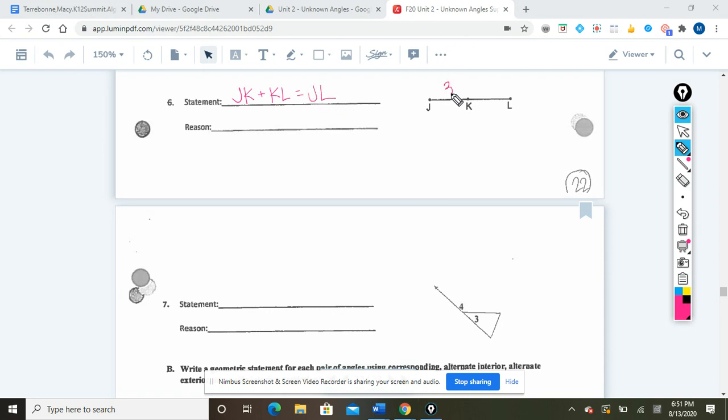So let's say JK was 3, and let's say KL was 2. I know they look congruent, but I'm just doing this as an example. Then the whole length of JL would be 5. Because this little chunk plus this little chunk meets together, it makes 5. And our reason is called segment addition postulate. So just like we added angles, now we're adding segments. And once again, don't let the postulate word scare you.